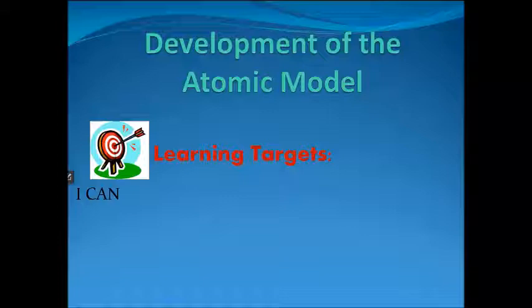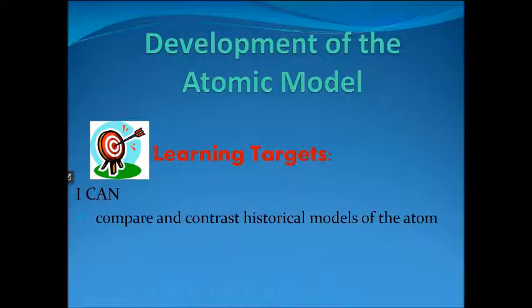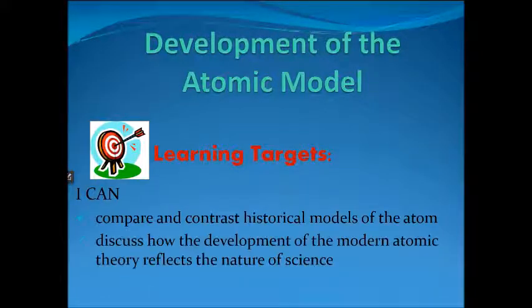All right, so looking here, development of the model, kind of reviewing from last class where you did the explore activity. We're just going to touch on a few things. What you should be able to do is compare and contrast the historical models of the atom from that standpoint. Discuss how the development of the modern atomic theory reflects the nature of science. So basically how they built upon each other as it went.